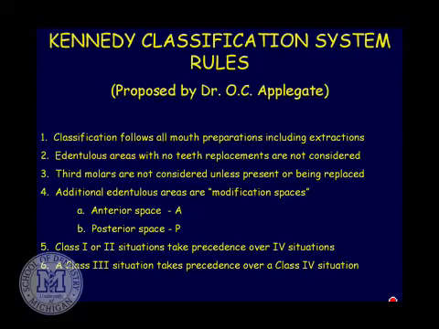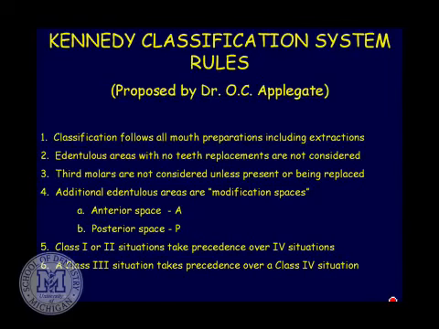Additional modification spaces, added edentulous areas, are talked about as either A or P, as an anterior extra edentulous space or a posterior extra edentulous space. Class 1 or 2 situations take precedence over Class 4 situations and Class 3. So what Applegate was saying is that if there are any posterior edentulous spaces, that's the primary classification of the partial. If there happen to be a bunch of teeth missing in front, that would be an anterior modification of whatever the posterior edentulous space would dictate. That's gone over in your books, and I don't want to dwell on that inordinately.